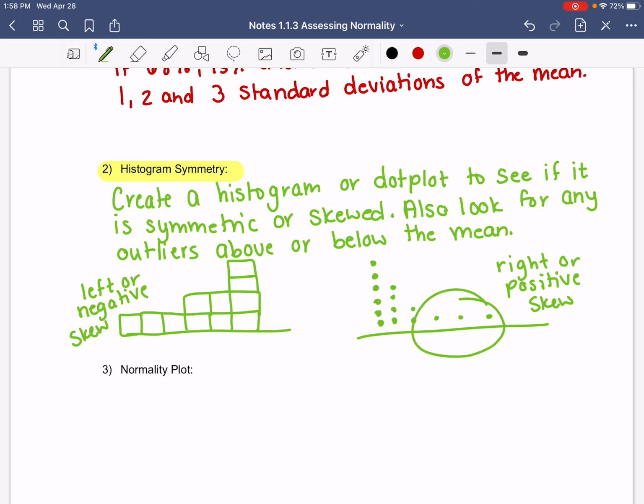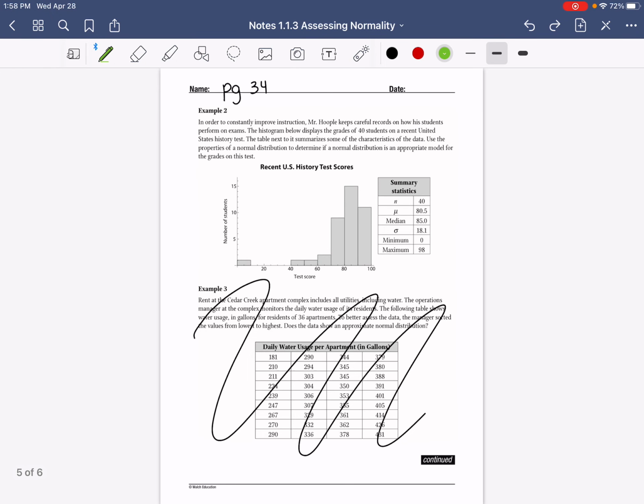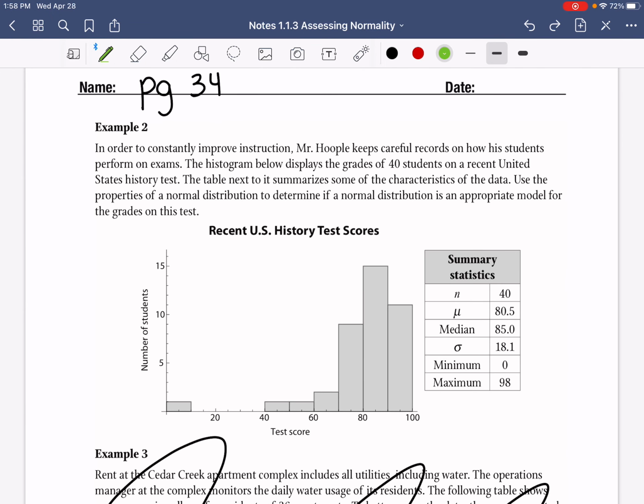Because these values over here that are not near the rest of the data are pulling the mean up. So let's look at an example of this. We're going to go to page 34. We're going to do example 2.